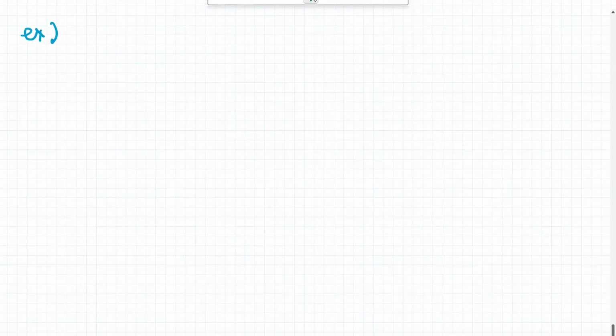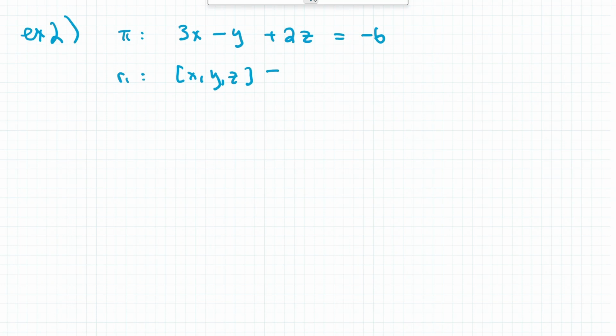Okay, so let's move on to example number 2. So here we have the plane. It's the same question. We want to determine whether it intersects, and if so, what's the point? So the equation of our plane here is 3x minus y plus 2z equals negative 6, and the equation of our line here is x, y, z equals 1, 13, 2 plus t times 1, 1, negative 1.